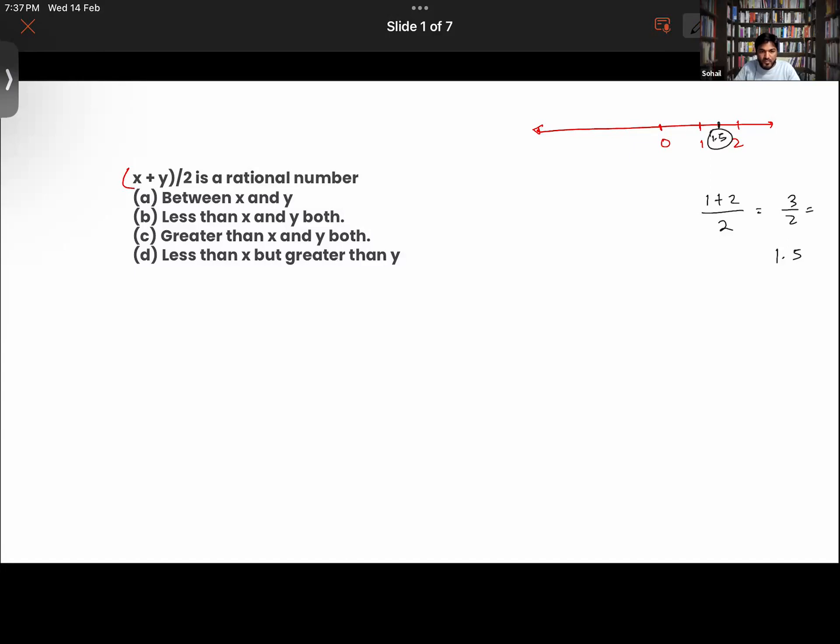Okay, now decimals are also rational numbers. Why is it so? Because 1.5 can be written as 15 upon 10, that is p upon q, where q is not equal to 0.